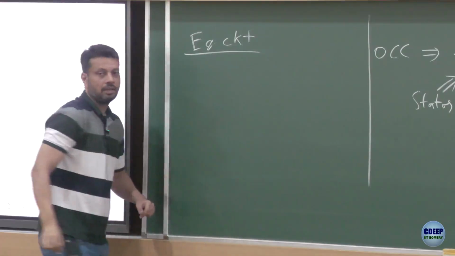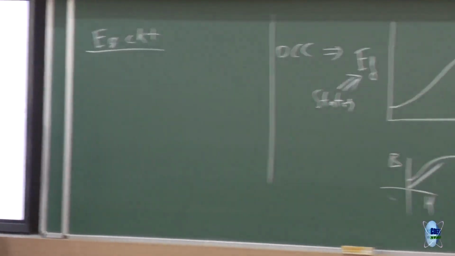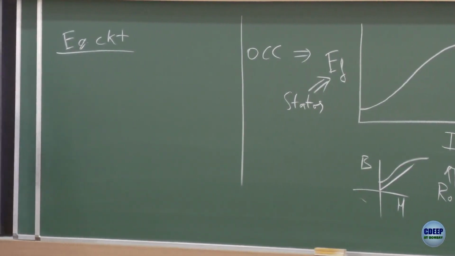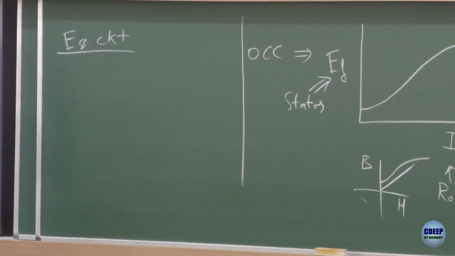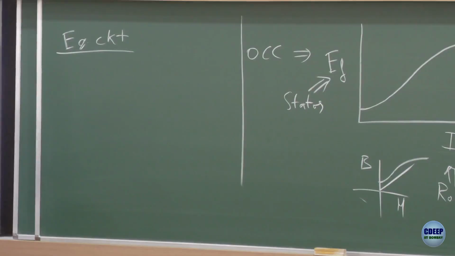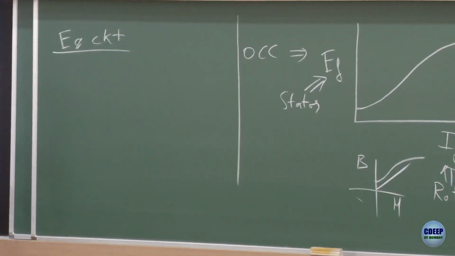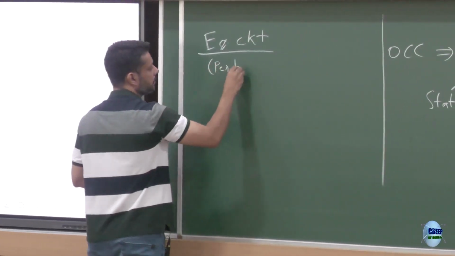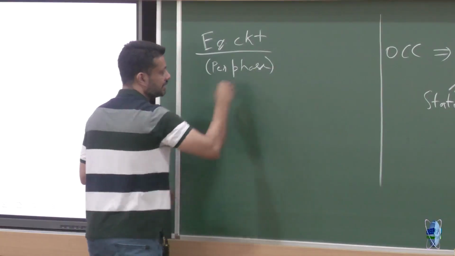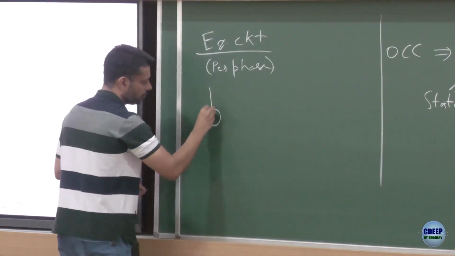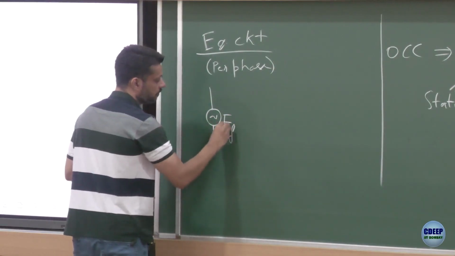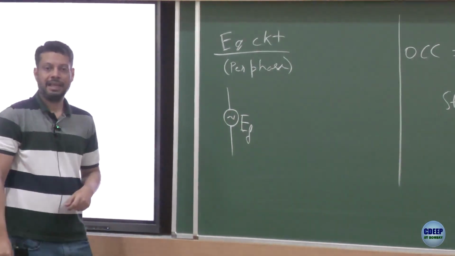Alright. Let's look at the equivalent circuit from the stator side, because stator side is what gets connected to the power grid, and all of us get the power eventually. So what is the equivalent circuit on the AC side, on the stator side? I am drawing per phase, in reality it is 3 phase. So you have a voltage induced which is EF.